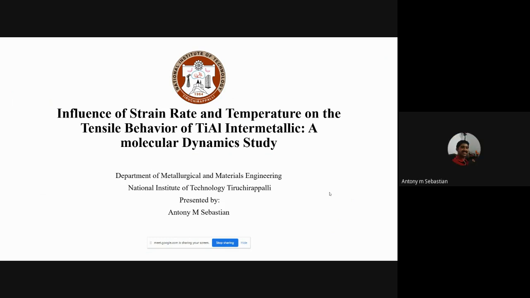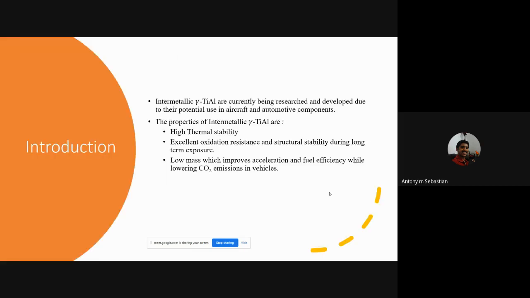Good evening, everyone. Myself, Anthony M. Sebastian, and I'm coming from the National Institute of Technology, Tiruchirappalli, representing the Department of Metallurgical and Materials Engineering. First of all, let me introduce my conference topic: influence of strain rate and temperature on the tensile behavior of TiAl intermetallic. It's basically a molecular dynamics simulation study. So let's go on. At first, the introduction.